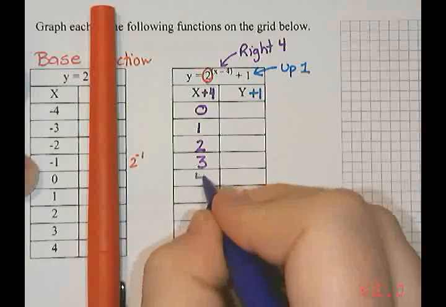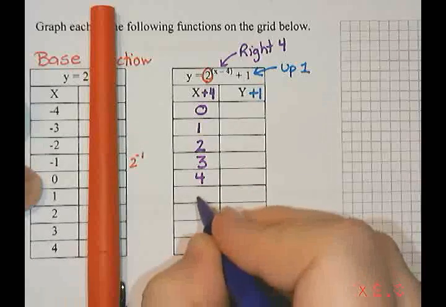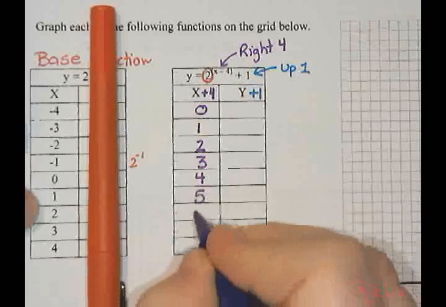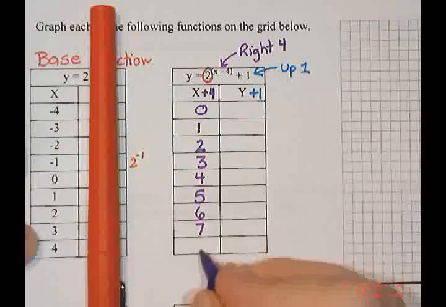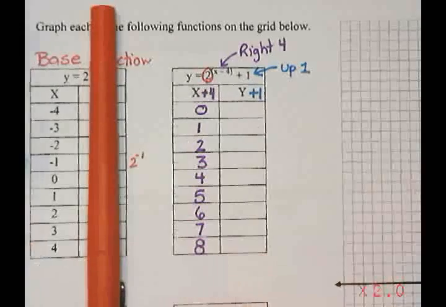0 plus 4 is 4. 1 plus 4 is 5. 2 plus 4 is 6, 3 plus 4 is 7, and 4 plus 4 is 8.